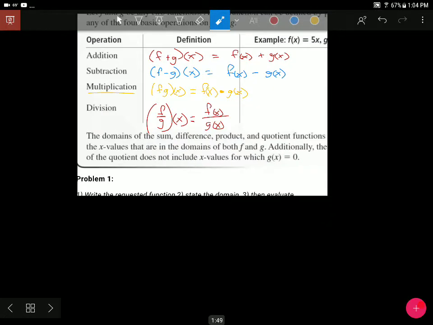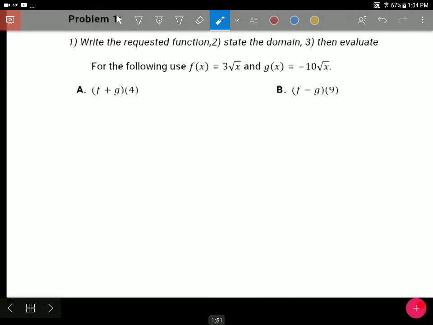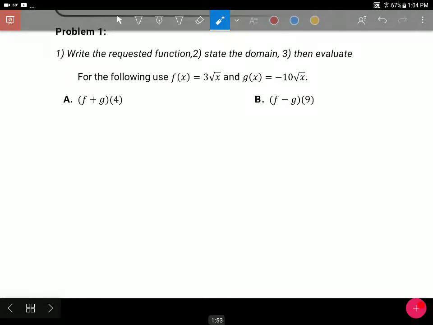All right, problem one. What these are all going to do is give you a series of functions. So I have f of x is that and g of x is that, and they're going to combine them in different ways, like f of g of 4, f plus g of 4. To start off, we're going to straight up add them together.